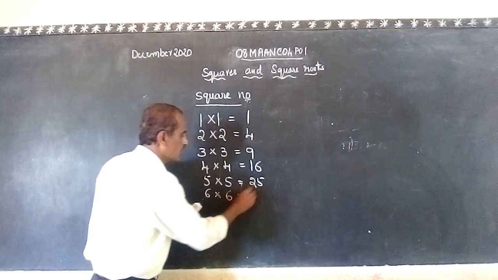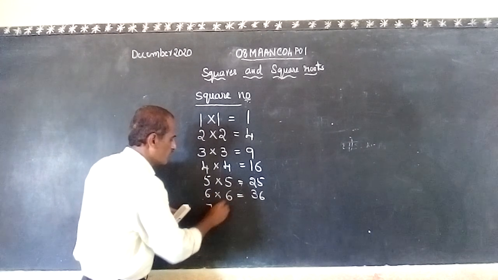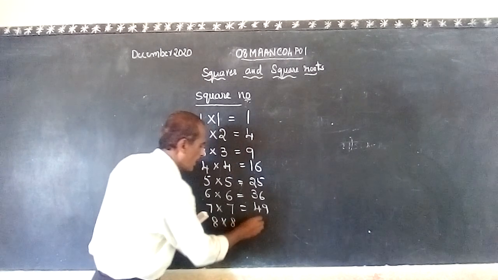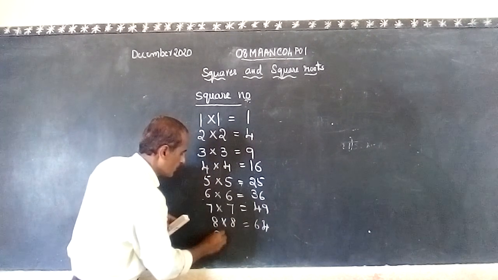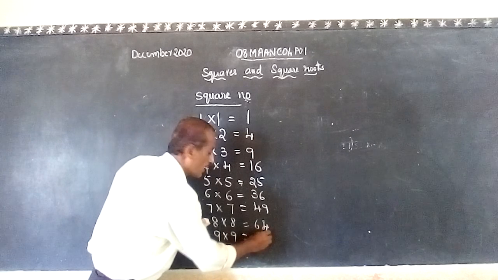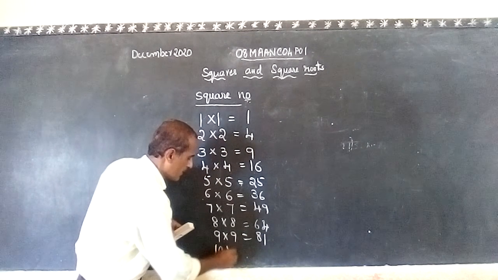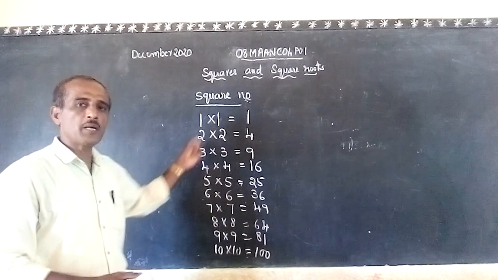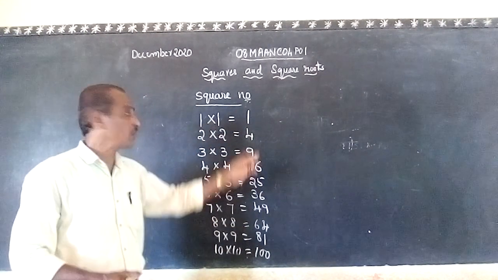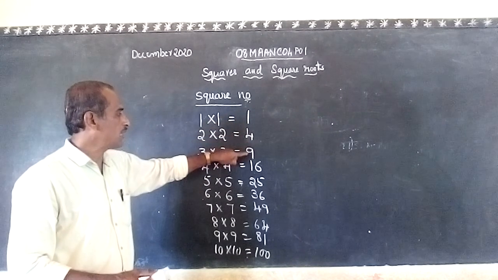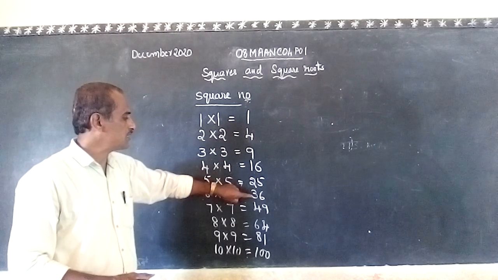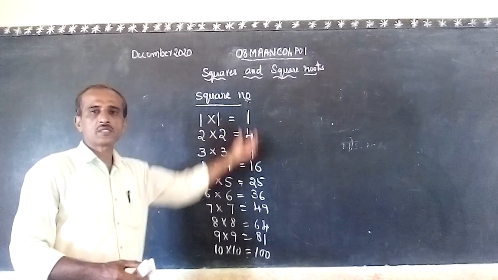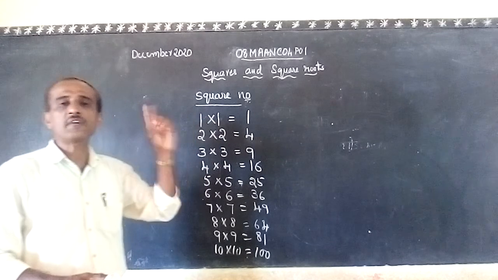6 into 6 is 36. 7 into 7, 49. 8 into 8, 64. 9 into 9, 81. And 10 into 10, 100. Look at all these numbers. If a number is multiplied by that number itself, then what we will get is called the square number. Therefore, 1, 4, 9, 16, 25, 36, 49, 64, 81, 100 are all called square numbers. And these square numbers are called perfect squares.